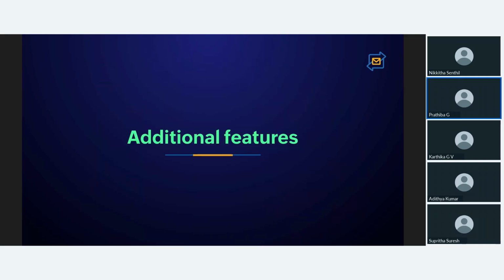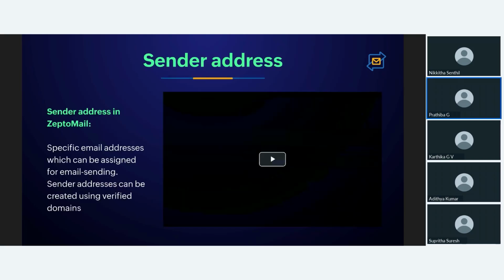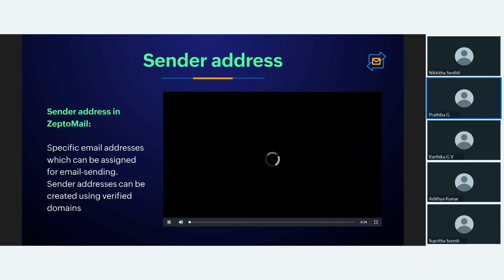So the features that we saw are some of the primary features that are necessary to get started with email sending. But next, I'm going to go through the features that are good to have as you start sending out emails using ZeptoMail. And the first one in that list is sender address.